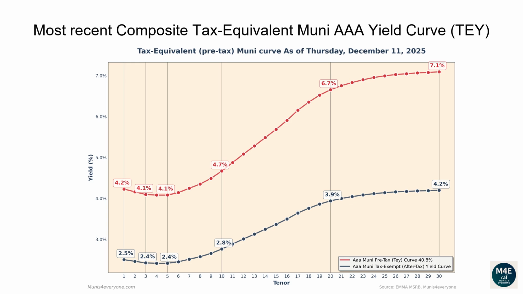The one-year tax-exempt yield is 2.5%, corresponding to a 4.22% tax-equivalent yield for investors in the top tax bracket. The two-year tax-equivalent yield is 4.16%. The 5-year tax-equivalent yield is 4.08%. The 10-year tax-equivalent yield is 4.67%. The 20-year tax-equivalent yield is 6.65%. The 30-year tax-equivalent yield is 7.09%.